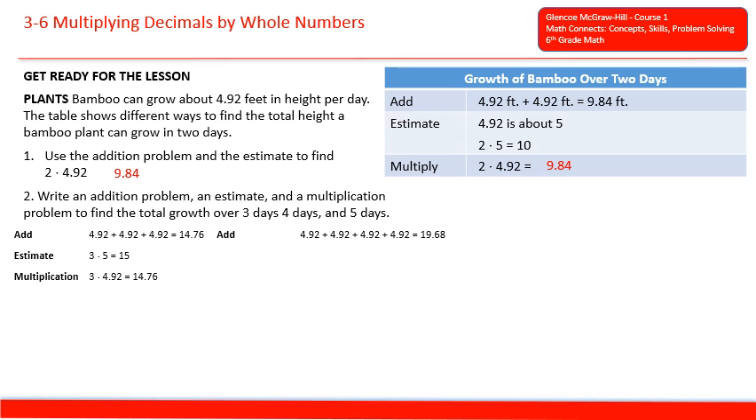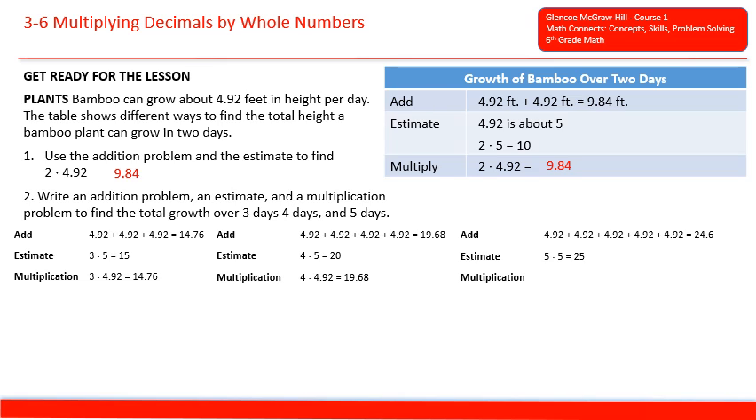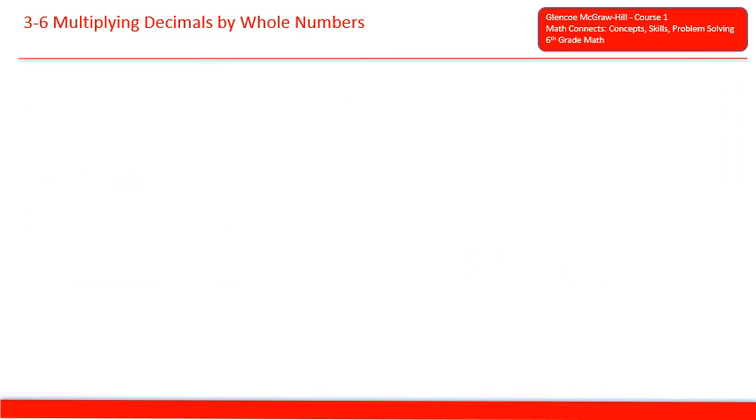So for 4 days, if we add that 4 times, we get 19.68. We could estimate, which is 4 times 5 is 20. And then we could multiply 4 times 4.92 equals 19.68. And then for 5 days, if we add it 5 times, we get 24.6. We estimate 5 times 5 is 25. And if we do multiplication, 5 times 4.92 equals 24.6.